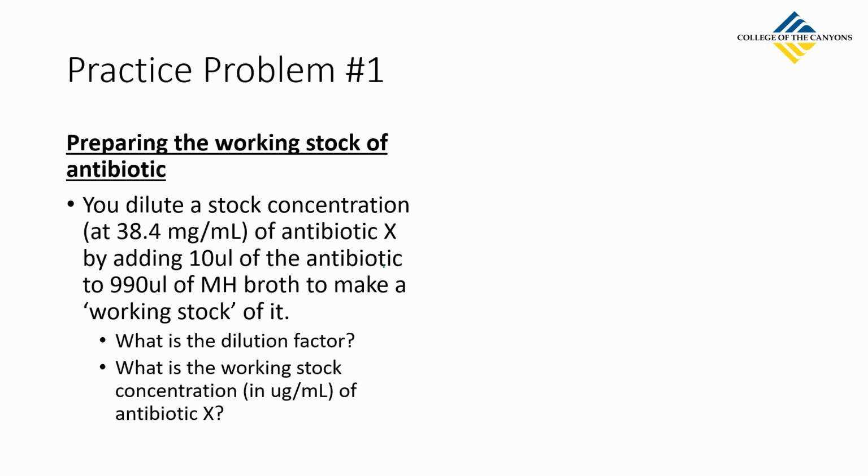So let's do a couple of practice problems where we do all of the calculations now that we know how the process works. So let's say that you dilute a stock concentration of antibiotic X, and it's at 38.4 milligrams per mil, and you add 10 microliters of the antibiotic to 990 microliters of Mueller-Hinton broth to make a working stock. So we've added 10 microliters of the antibiotic at this concentration, and we've used 990 microliters of Mueller-Hinton broth as the diluent. So this will make our working stock. So what's the dilution factor and what is the working stock concentration in micrograms per mil of antibiotic X?